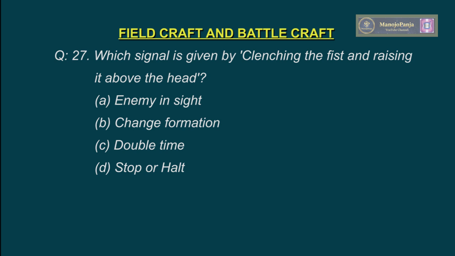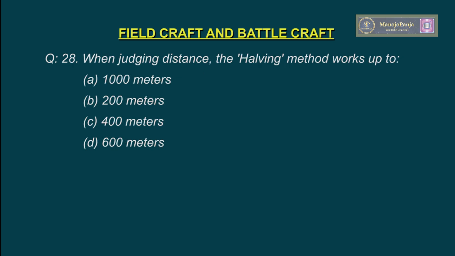Question 27. Which signal is given by clenching the fist and raising it above the head? A. Enemy in sight. B. Change formation. C. Double time. D. Stop or halt. Right answer D. Stop or halt.